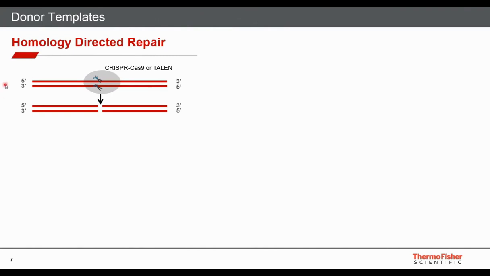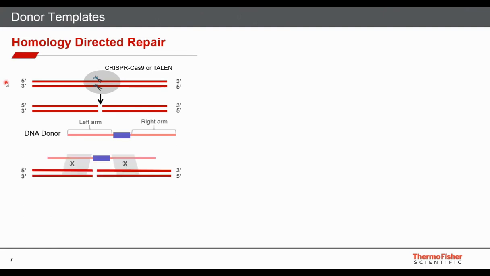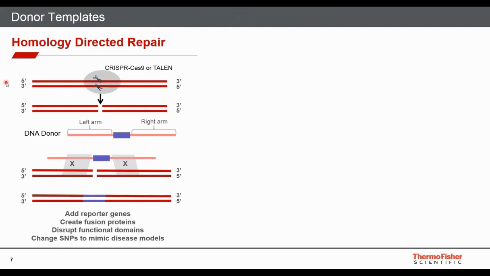Now, when we look at homology-directed repair, and we've got our CRISPR-Cas9 or our TALEN nuclease, and it's cleaved the genome, we need to be introducing a donor DNA at the same time that's going to have the appropriate left and right homology arms flanking our insertion site, which will allow for this new piece of DNA to be incorporated into the genome and effectively cause the knock-in effect that we're looking for, either to add a reporter gene, create a fusion protein, disrupt these functional domains, or change SNPs.